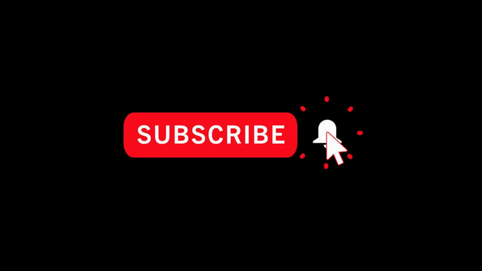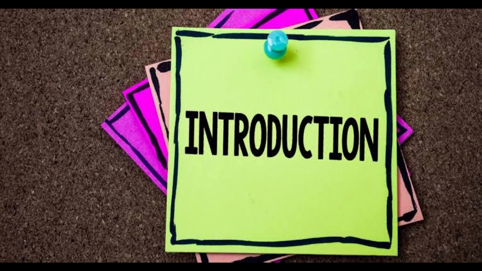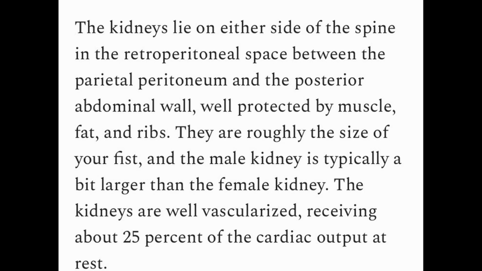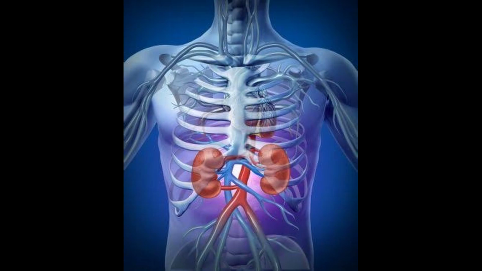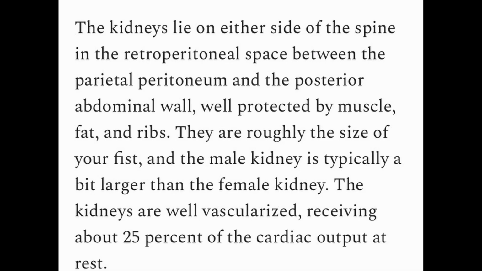So firstly we discuss the introduction of the kidney. The kidneys lie on either side of the spine in the retroperitoneal space between the parietal peritoneum and the posterior abdominal wall, and they are well protected by the muscles, fat and the ribs. As you can see on the diagram, the kidney is located in the retroperitoneal space, and they are roughly the size of your fist, and the male kidney is typically a bit larger than the female kidney. The kidneys are well vascularized, receiving about 25% of the cardiac output at rest. So this is the kidney located on either side of the retroperitoneal space.